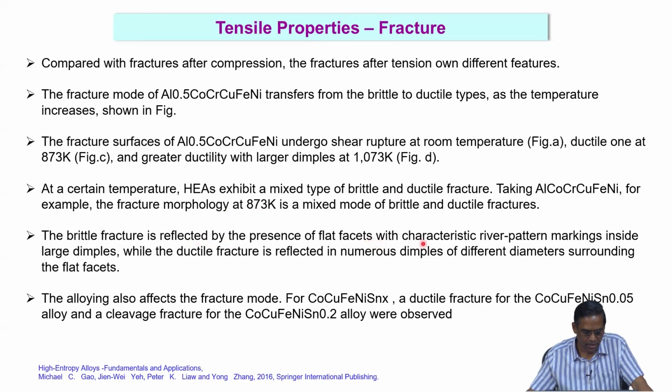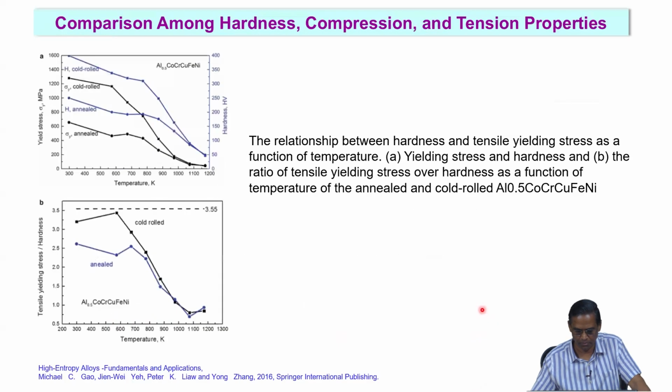Of course, the brittle fracture is reflected by the presence of flat facets with the characteristic river pattern markings inside the large dimples, while the ductile fracture is reflected in numerous dimples of different diameters surrounding the flat facets. So, what we are trying to understand is to compare this fracture surface under compressive and tensile loading. We predominantly see the consistent fracture mode, especially for these alloy systems.